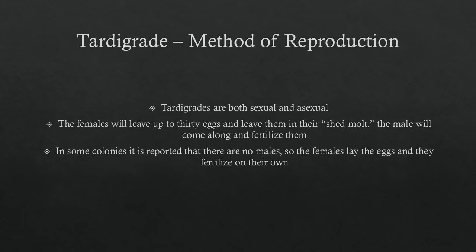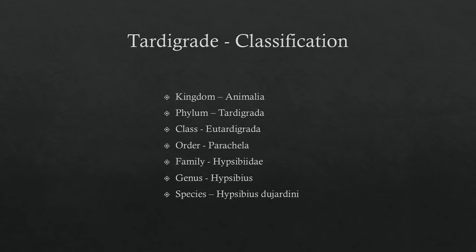Tardigrade, method of reproduction. Tardigrades are both sexual and asexual. The females will lay up to 30 eggs and leave them in their shed molt. The male will come along and fertilize them. In some colonies it is reported that there are no males, so the females lay the eggs and they fertilize on their own.